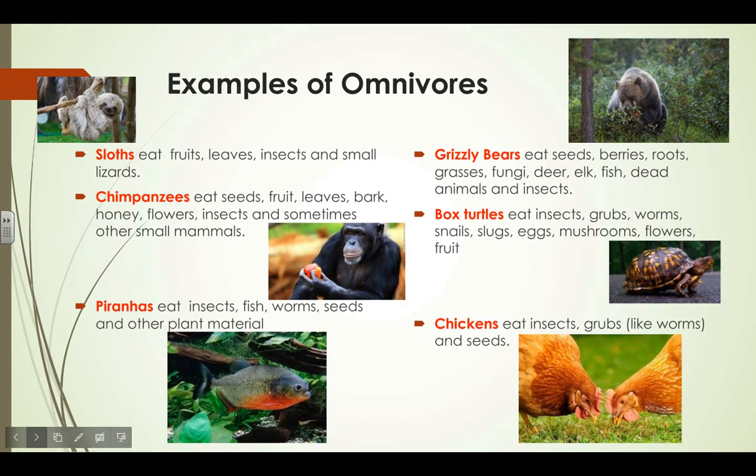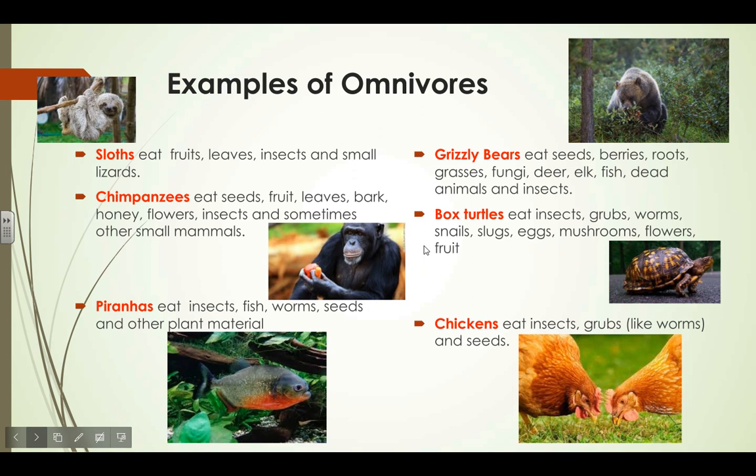And let's look and see examples of omnivores. So we have 6 examples here that I found for you. So the first one is a sloth. And sloths like to eat fruits and leaves, but they also eat insects and small lizards. So the insects and small lizards is the eating of the animals, and then fruits and leaves, which is herbivore. So because they have both herbivore and carnivore tendencies, then that's why they are omnivores.